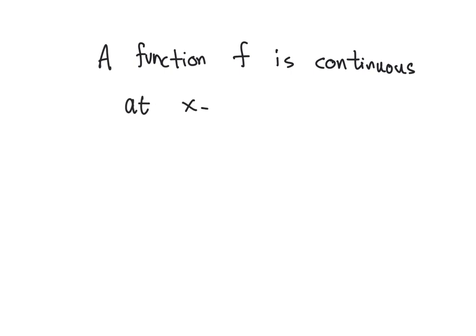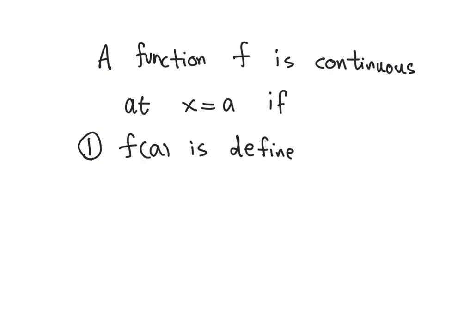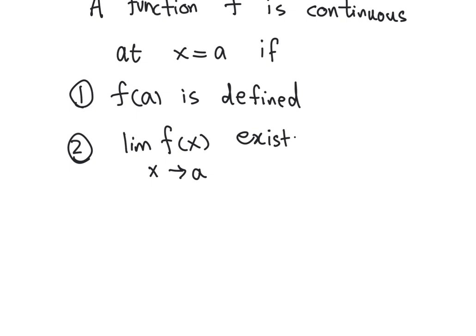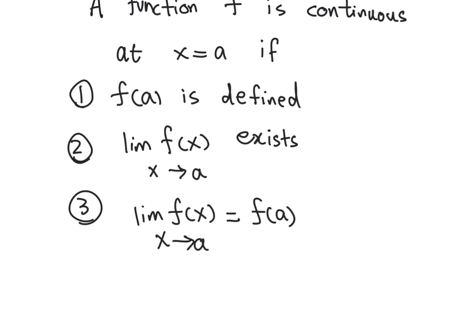at x equals a if, number one, f of a is defined. Number two, the limit of f of x as x goes to a exists. Number three, the limit of f of x as x goes to a equals f of a.